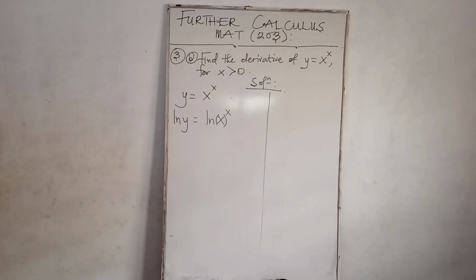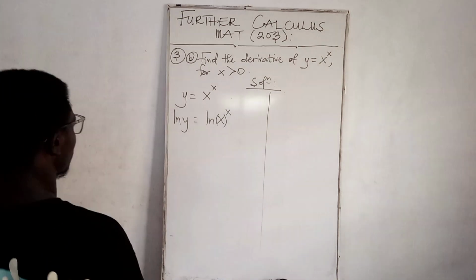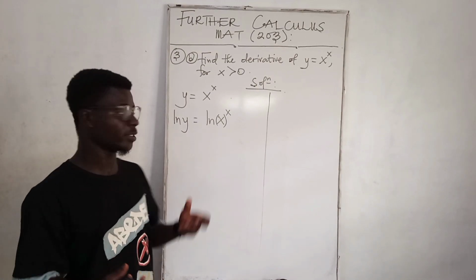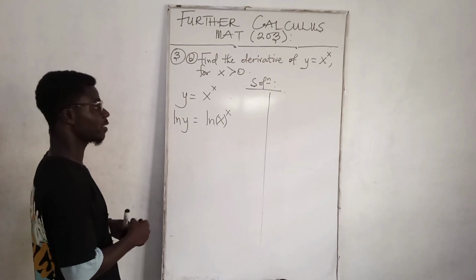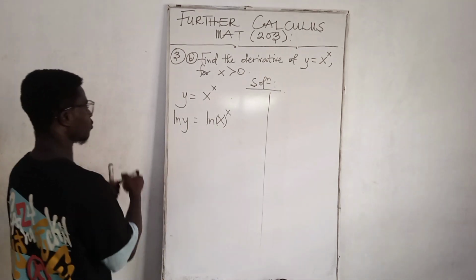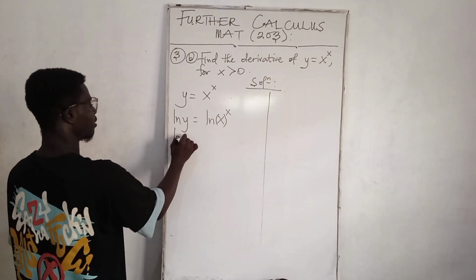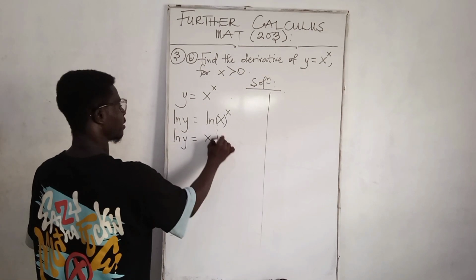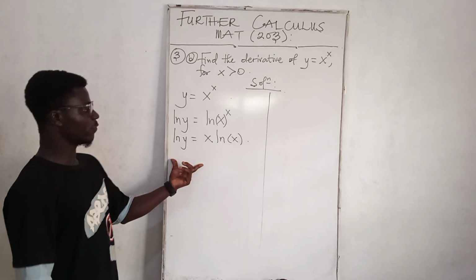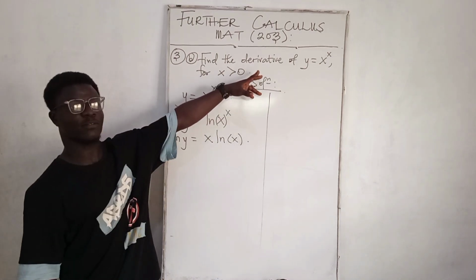Then, all right, let's continue. ln y equals ln of x to the power x. I said ln is the same thing as the logarithm, the natural log, so we are using the same properties as the logarithm. So now here x drops down, and I have ln y equals x ln x. So now here we have to differentiate, right? We are finding the first derivative.